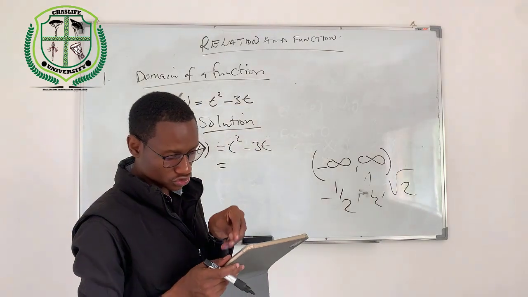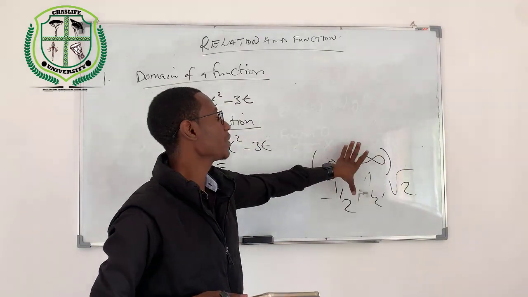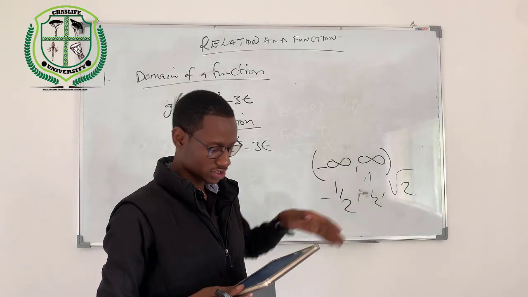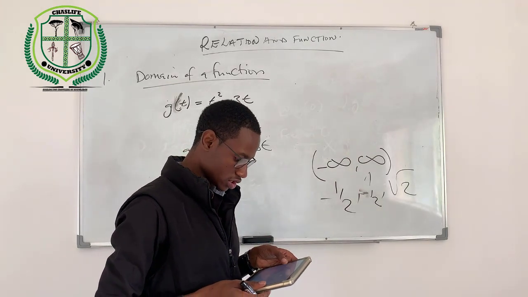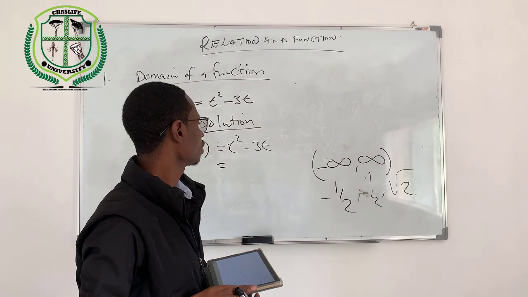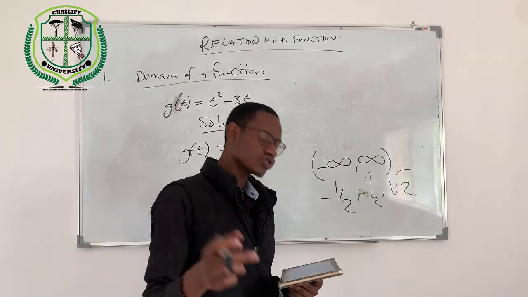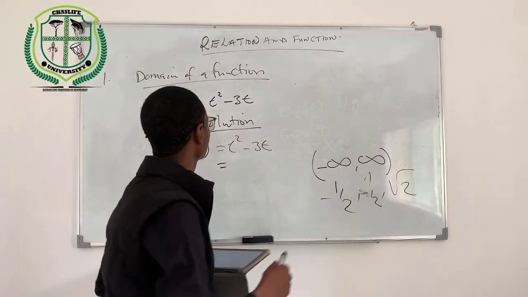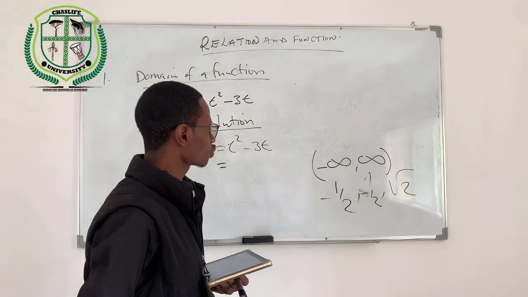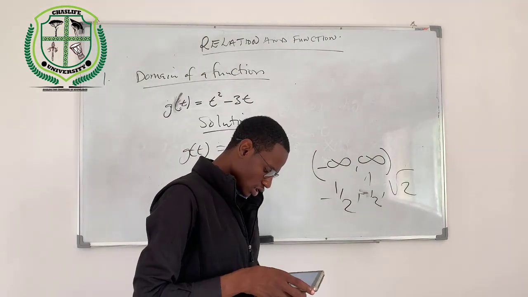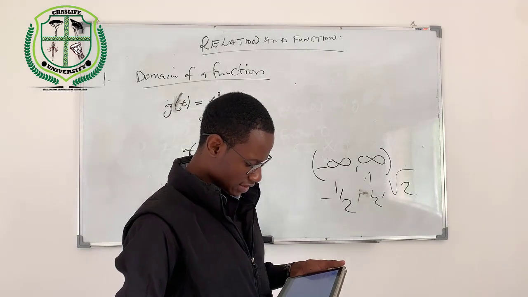Because of that, it is easy for you to write the domain of a function for this equation. To do that, you pick numbers on the number line, and you should be able to solve this. So basically, that's that.